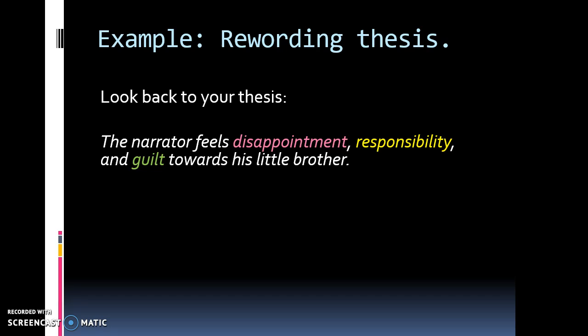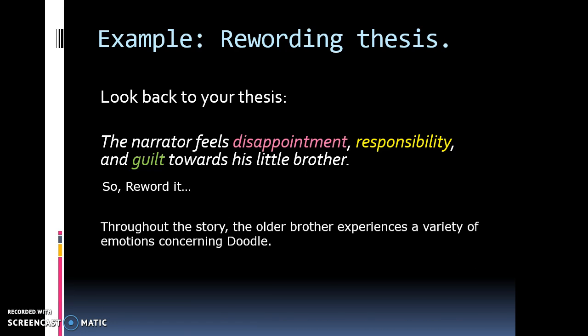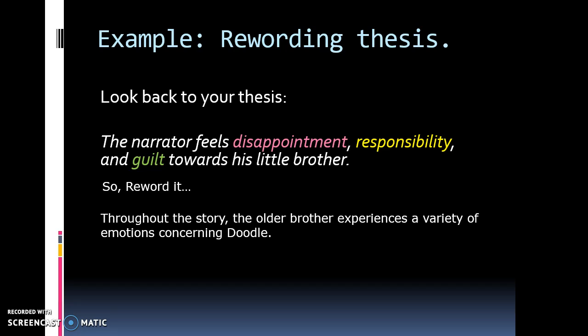So let's look at our thesis and try to find the heart of what we're saying. The narrator feels disappointment, responsibility, and guilt towards his little brother. Okay, you don't want to include your 3 reasons when you reword your thesis because you're going to be summarizing that later on. So you need to figure out, what am I proving here, and find new words to say the same thing. So let's reword it. Here's my rewording. Throughout the story, the older brother experiences a variety of emotions concerning Doodle. It's the heart of my thesis.